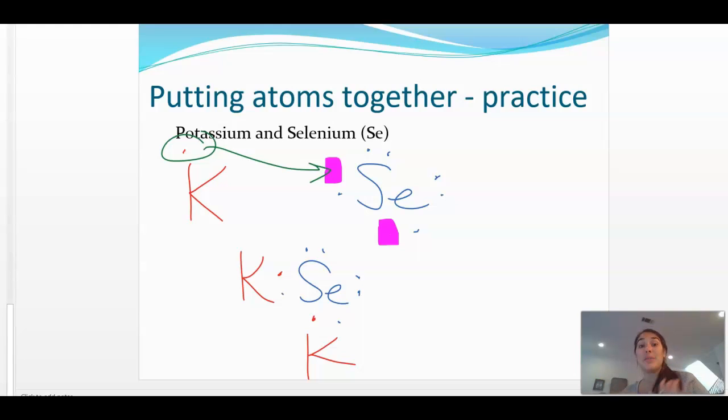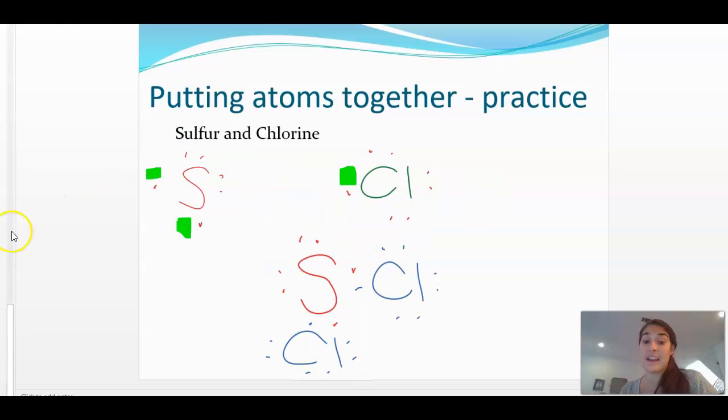So again, as a wrap up, ionic bonds are forming when something lost and something gained. So like here, potassium lost, selenium gained. And covalent bonds are when something shares electrons, like here. Sulfur didn't lose these electrons. Chlorine didn't lose these electrons. They shared them in a way to get that full octet. So there you go. That is your bonding.